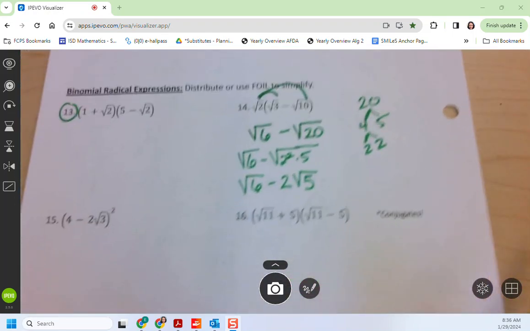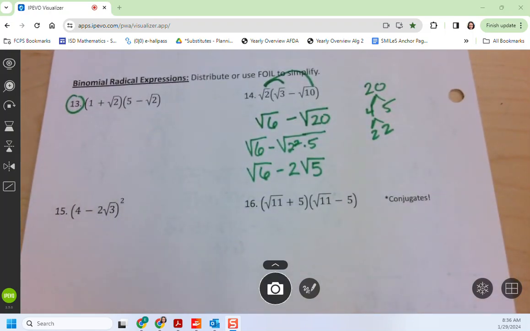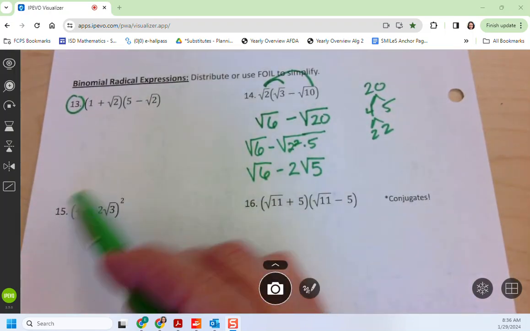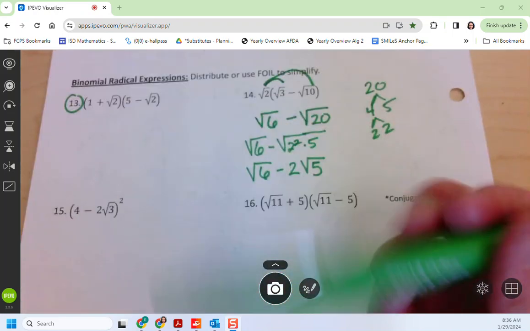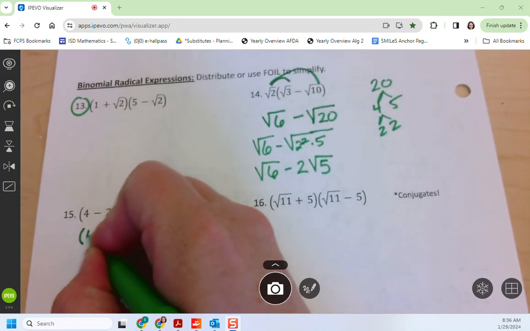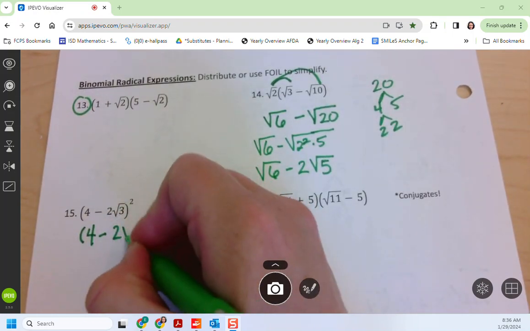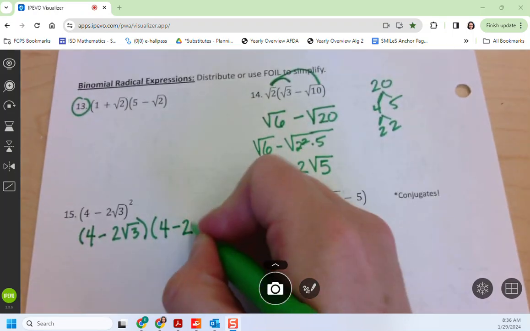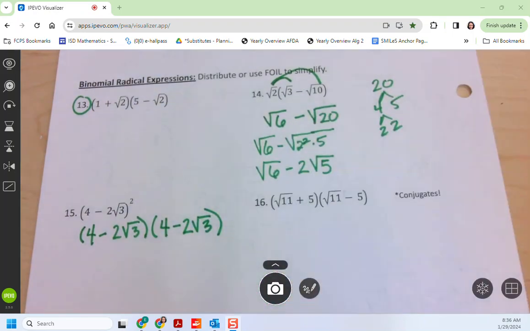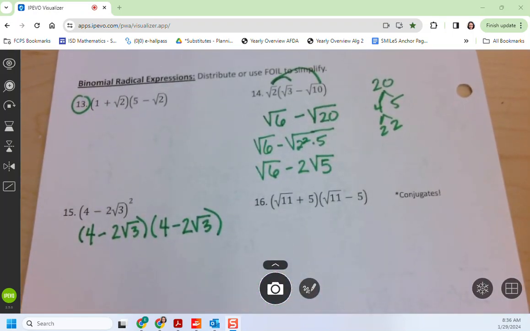Okay. Number 15. A very common error is to just square each term, and that doesn't work because of the minus in between. But remember that squaring just means to multiply something by itself. So if you see something like this, don't be fooled. Don't try to square each term. Multiply it by itself like that. Okay, and then we're just going to distribute. Like we've done a problem like this millions of times over. Usually it has an x in it instead of a root, but we can definitely do this.